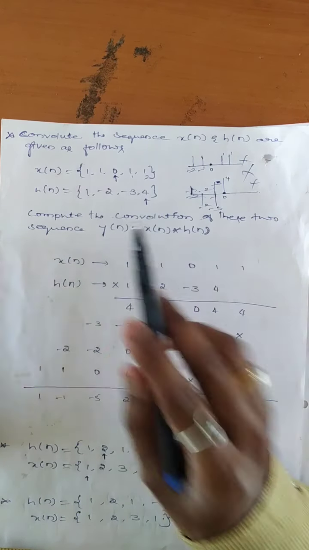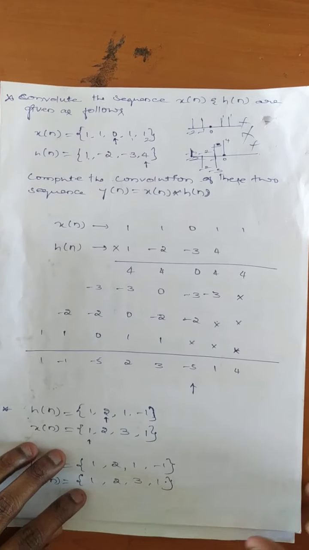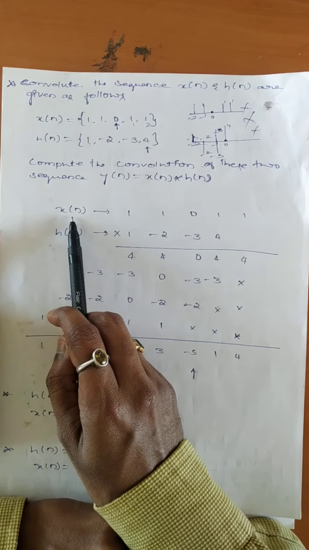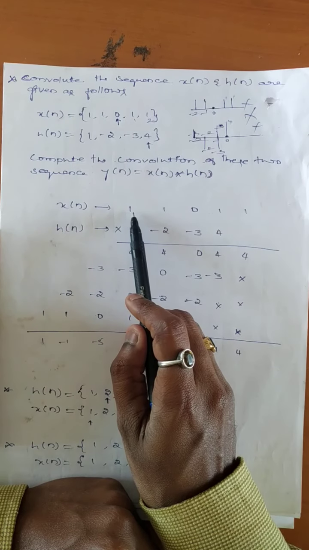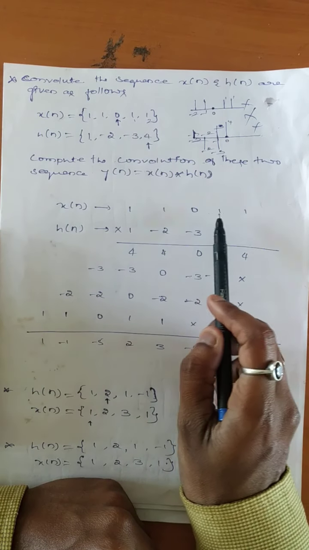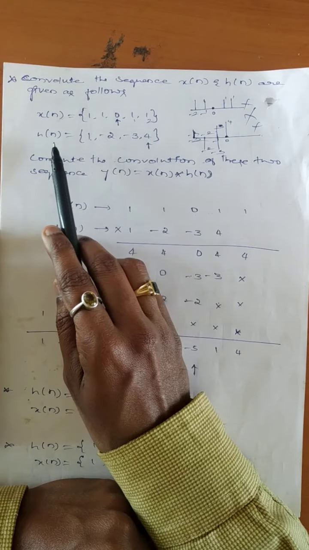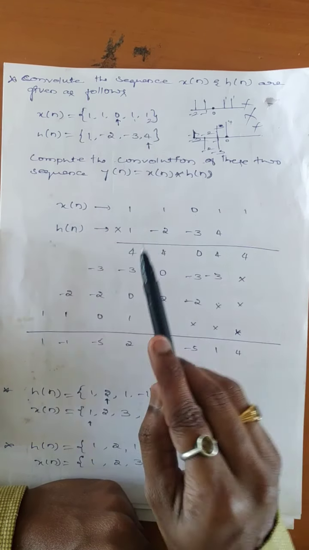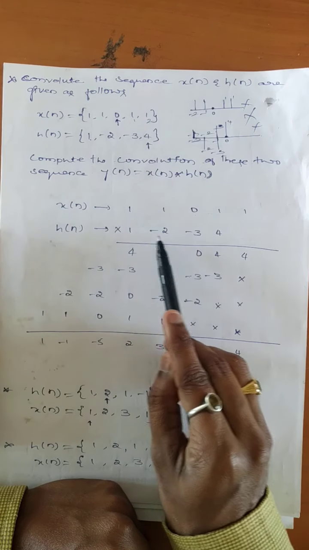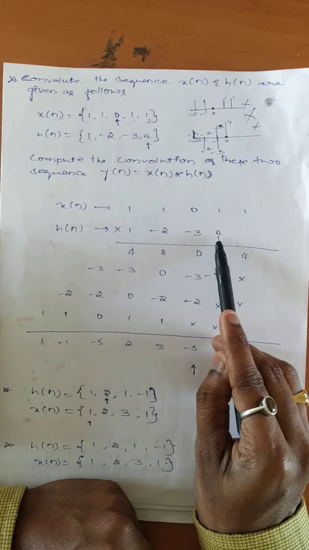We need to find y of n, and the given information is x of n is 1, 1, 0, 1, 1, and that's what I have written here. Next they have mentioned h of n, which is 1, minus 2, minus 3, minus 4. This is what I have written.